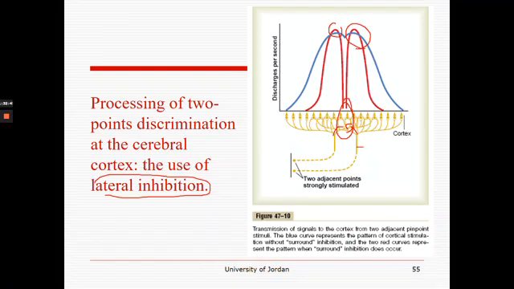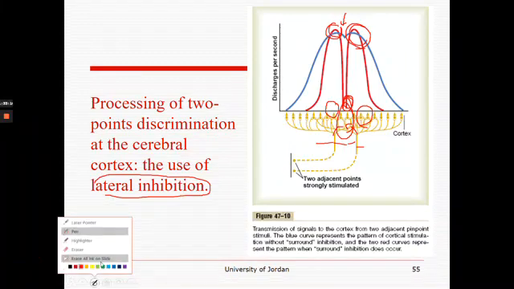This inhibits laterally and stays in the center, and this inhibits laterally and stays in the center. So the central part of the two is inhibited and the lateral parts are stimulated. You feel it as two points, one point, in between there is inhibition, and the other point. That is how you code for two-point discrimination.